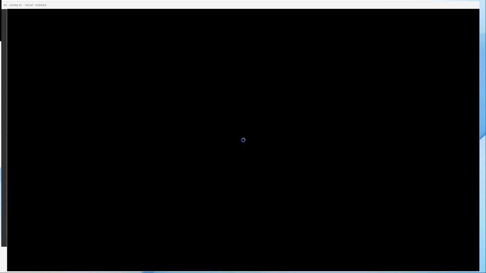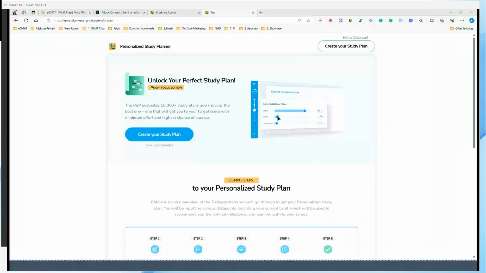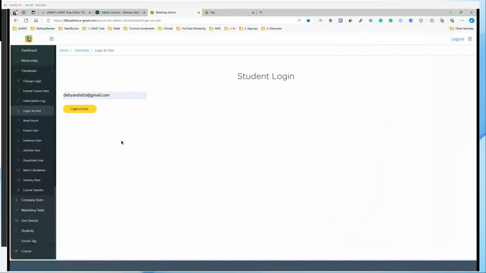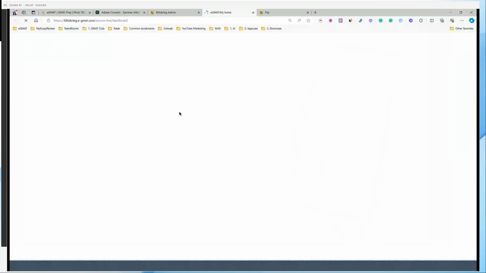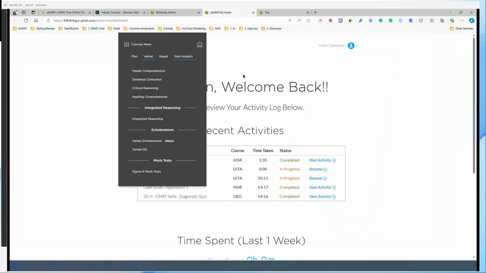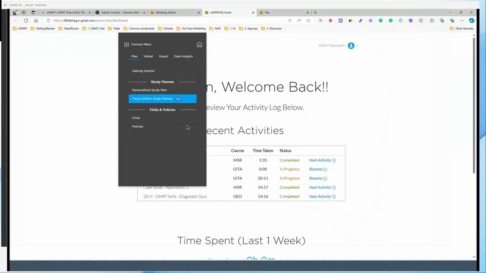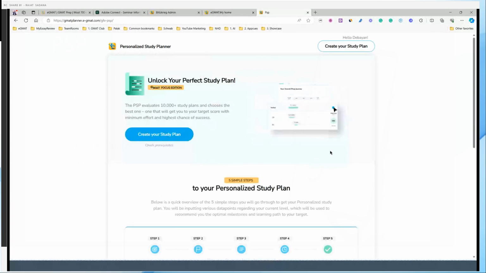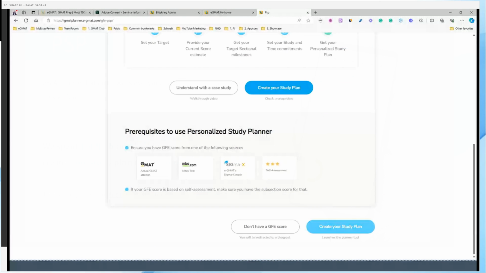So you should now be able to see my screen. Perfect. Okay. For those of you who don't know how to get to this, if you're an e-GMAT student, you can get to it from plan. You see focus study plan, or if you're a GRE student, this is where you'd see a GRE study plan. If you're a GMAT Focus Edition student, this is where you see it. The GMAT Focus planner is new, so I'm going to share the GMAT Focus planner.